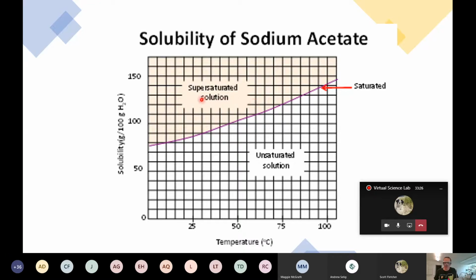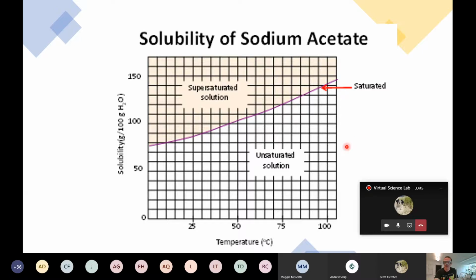In fact, right now it's about 25 degrees Celsius or so, so it's probably way up here. Then we give it a chance to crystallize out, and this unstable solution changes. It drops down to here and then continues to crystallize out. And that's the crystallization that we see.